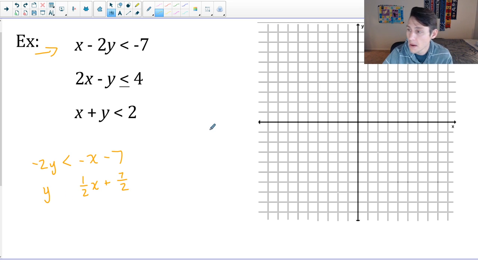And now the tricky thing to remember is that since we divided by a negative, we have to switch the direction of the inequality. The inequality changes from a less than sign to a greater than sign. Right, so always remember that. If you multiply or divide by a negative number, then you flip the direction of the inequality sign. All right, so this is a greater than sign, so we will shade above this one.